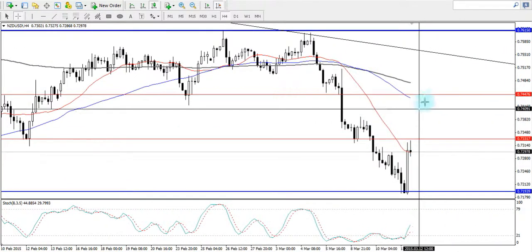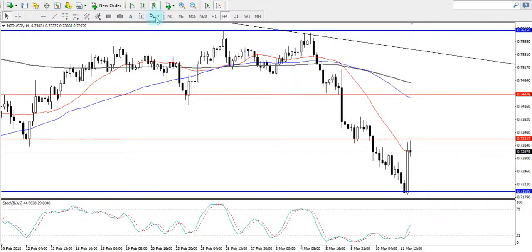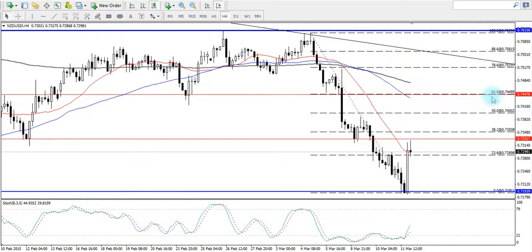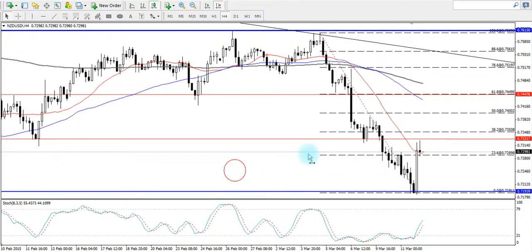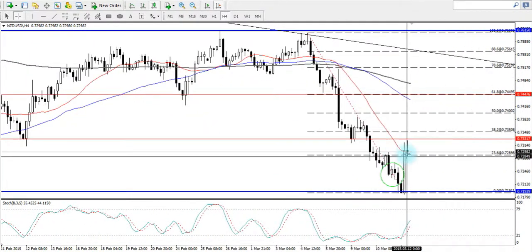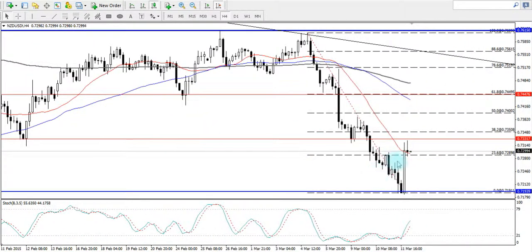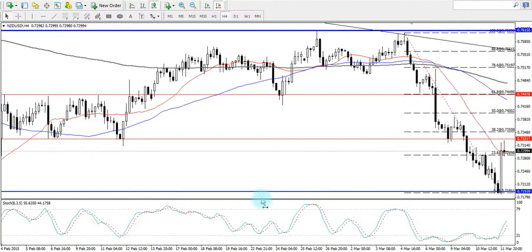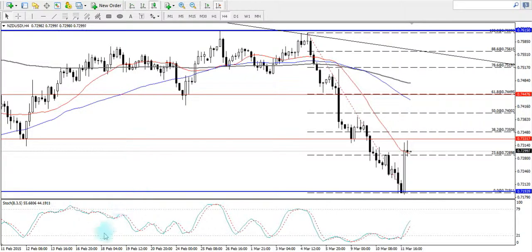Looking for the key resistance level, that would be at 0.7447, because if you plot the Fibonacci retracement over here, that is the retracement level of 61.8%. And looking at the bullishness this morning, price might still be able to appreciate further. Alright, so this is for the New Zealand dollar against the US dollar.